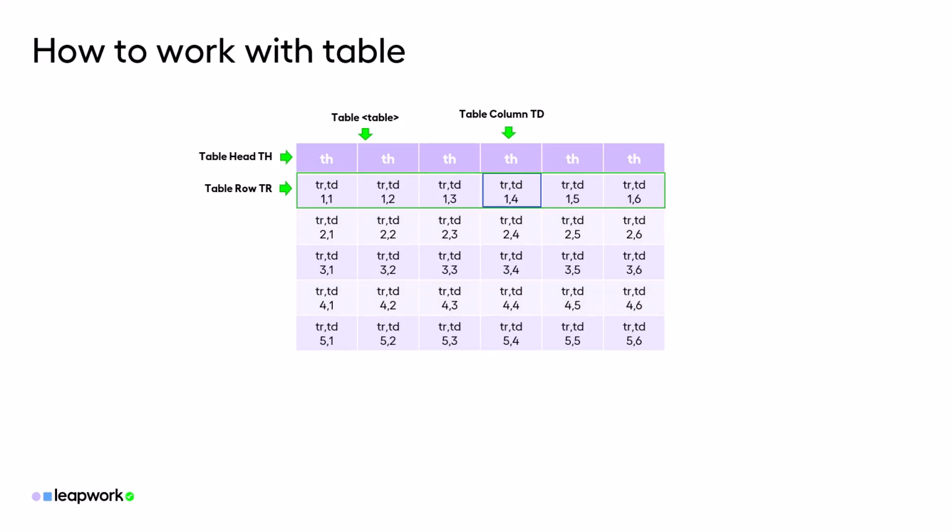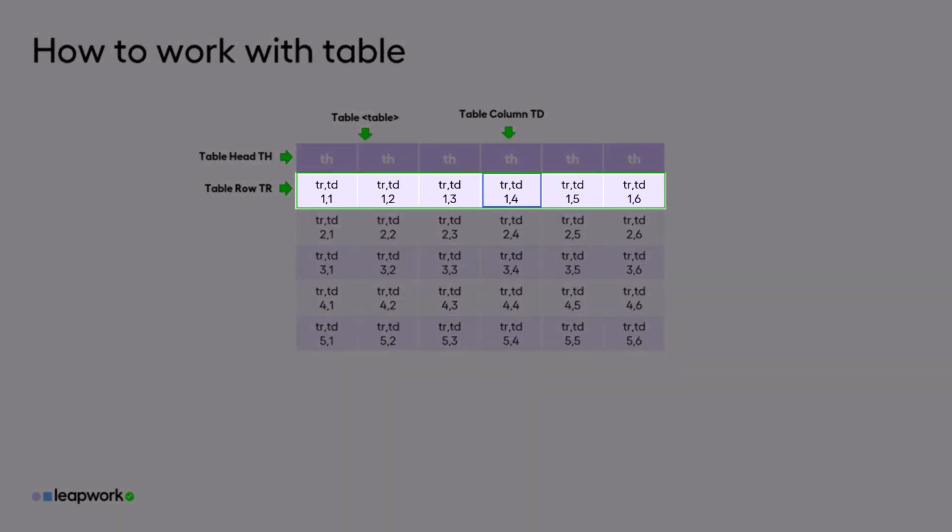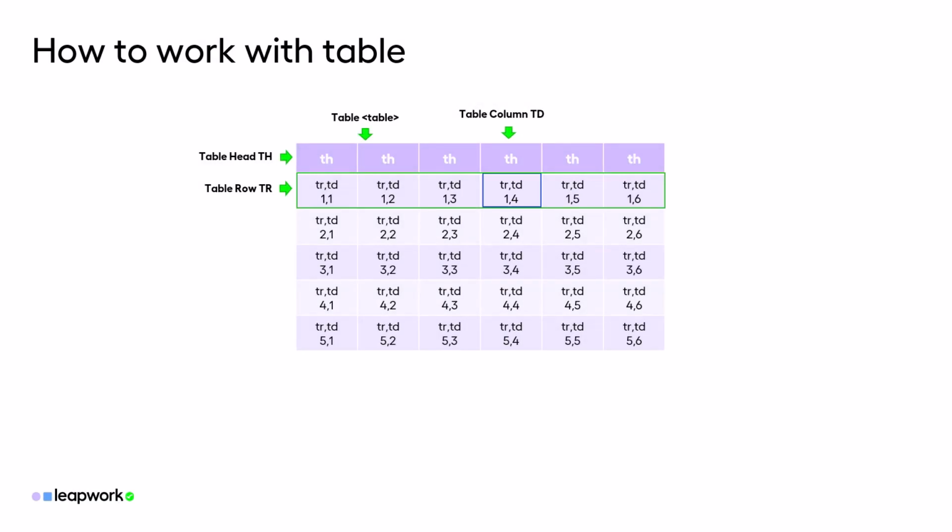To extract data from specific columns, you need to locate the rows first, and then target the correct column to get the desired information. In Leapwork, this can be achieved by using the Find Web Element method and locating the tr tags that represent the table rows. Once you've identified the rows, the next step is to find the columns that contain the data you want. This can be done by targeting the appropriate td tags that correspond to the desired cells in the table.